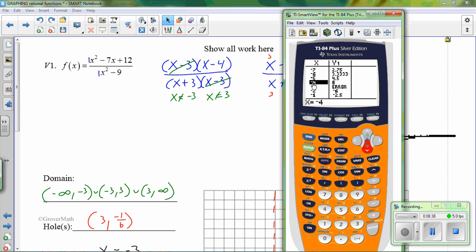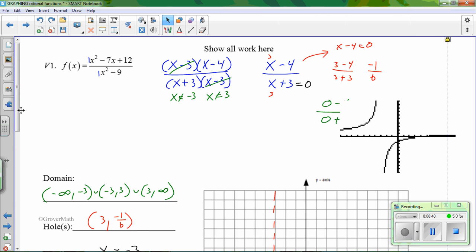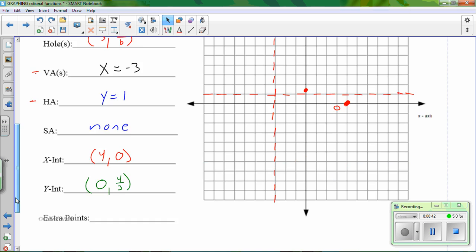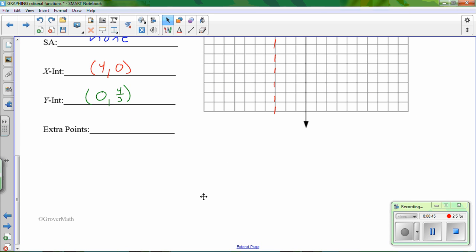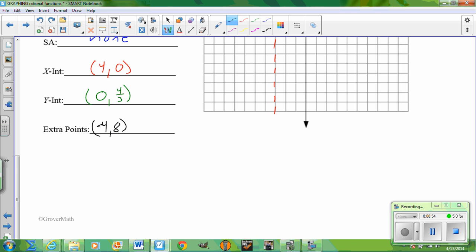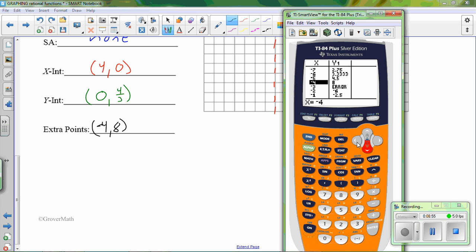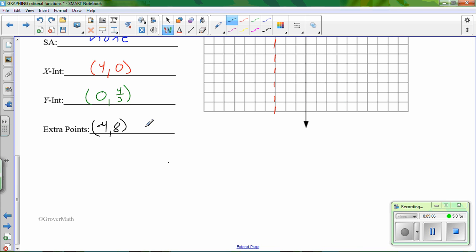So I see right here (-4, 8). So that's a great one. So let me go over here and list that. We got (-4, 8) as one of our extra points we can use. Notice that at -3, it says error. That was because we have a vertical asymptote at that spot. (-2, -6), that's a couple of whole numbers. That'll be good.